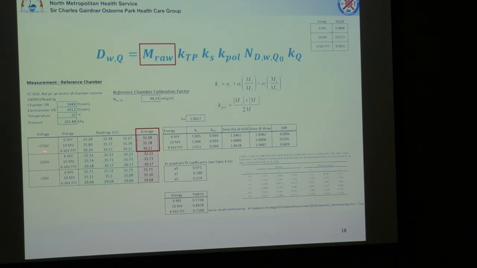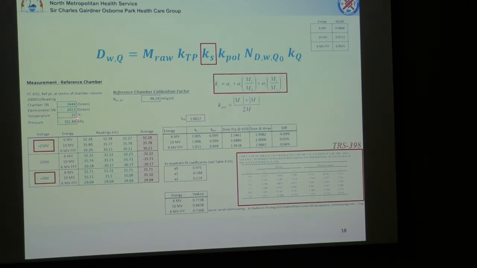Here's our raw reading, 250 volts. This is for 3 different energies, but let's just say for 6 MV. Our raw reading, which is actually the average of 3, is 32.28. Here's our KTP, so we measure the temperature and pressure. KS, so we've got 250 volts and 50 volts, which we plug in to account for recombination. And these coefficients come from TRS 398.